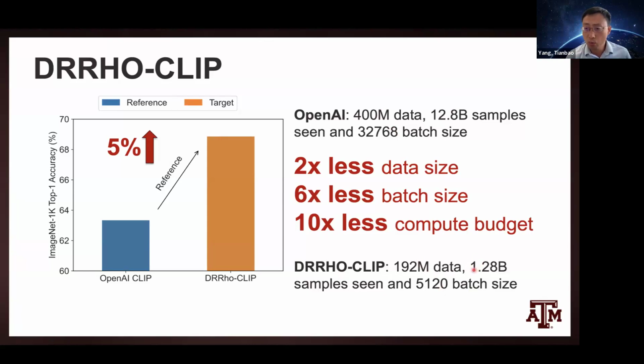So we only use 10 times less compute budget. Basically we use 1.28 billion samples seen. 10 times less compute budget, 6 times less batch size, 2 times less data size, and we use the OpenAI CLIP model as reference. We have 5% improvement on the ImageNet 1K classification. This is a 1,000-class classification task. So 1% improvement is a significant improvement. This means that now if you have 8 GPUs, you can train a model better than OpenAI's model, and you can even probably get state-of-the-art performance. You don't need to worry about not having a lot of GPU resources.